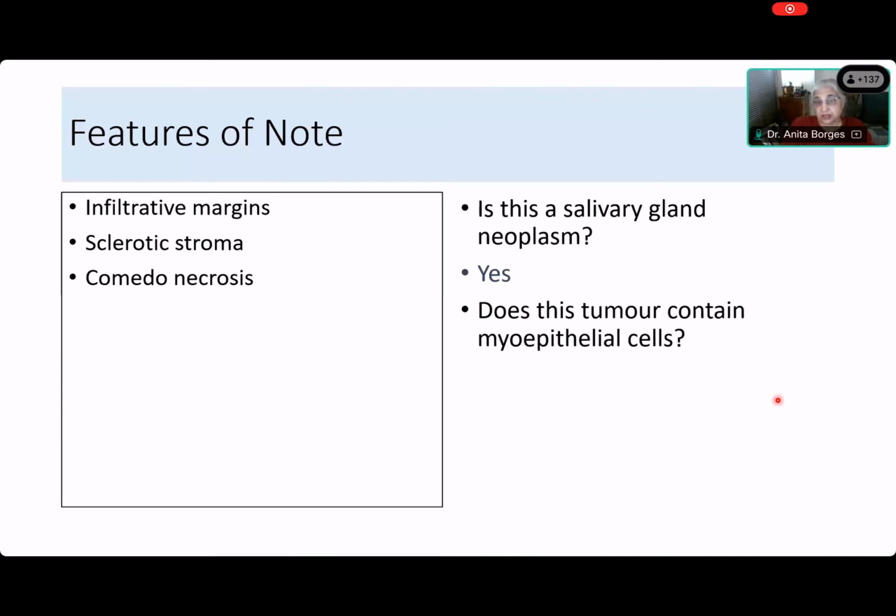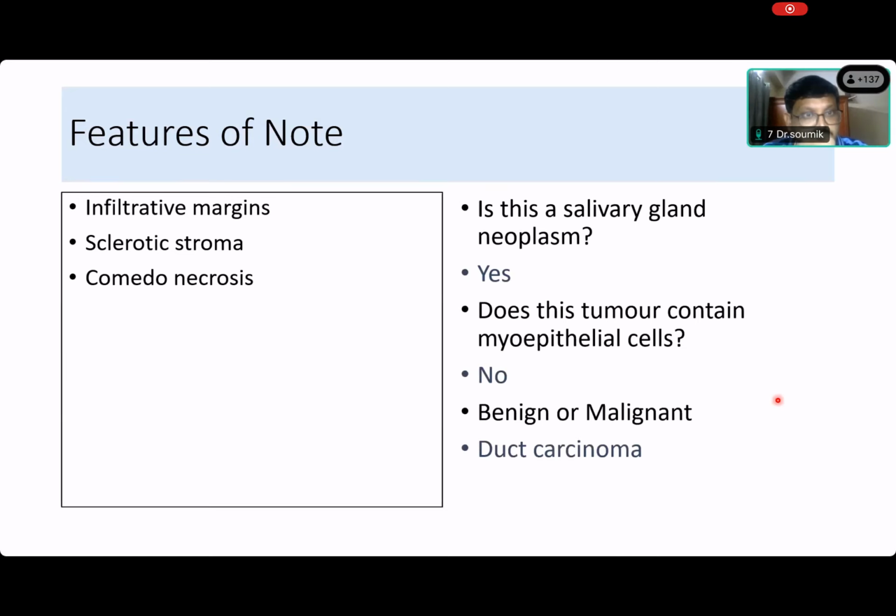Does it contain myoepithelial cells? The answer is no. See, you guys are still matching pictures in your head. You are not going through the motions. Okay. Is it benign or malignant? And what is it? It's malignant, right? It is a duct carcinoma. Somik, you agree that this is a duct carcinoma? Yes, sir. Yes, ma'am. All right. Somik agrees with everybody.